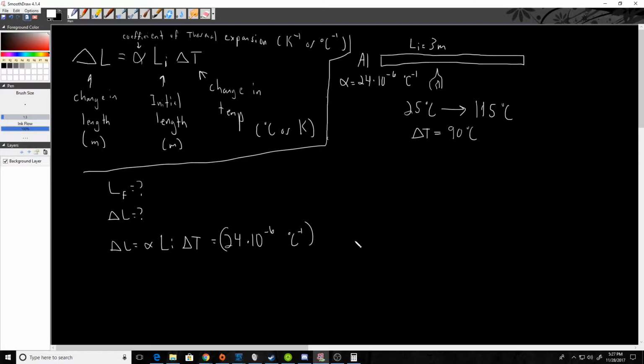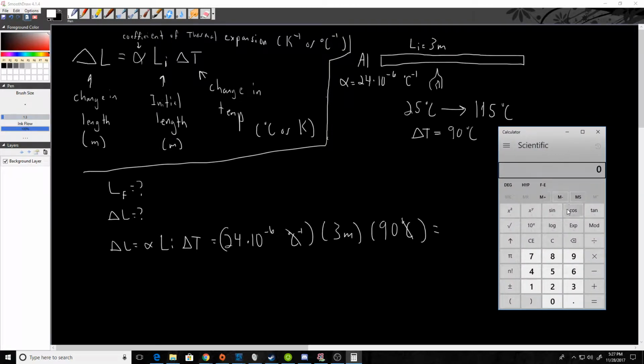Next, I have the initial length. In this case, we said that the initial length was 3 meters times the change in temp. And we figured out the change in temp was 90 degrees Celsius. Now, since I have 1 over Celsius here and Celsius here, my Celsius cancel, and I'm just left with meters as the only unit, which is what I'm looking for.